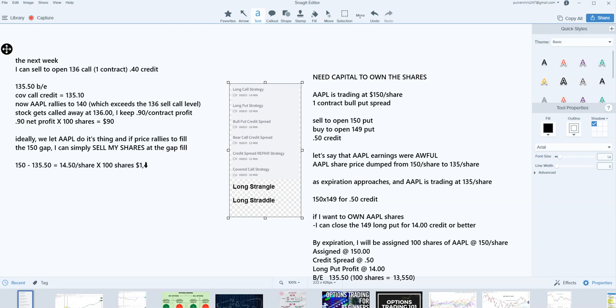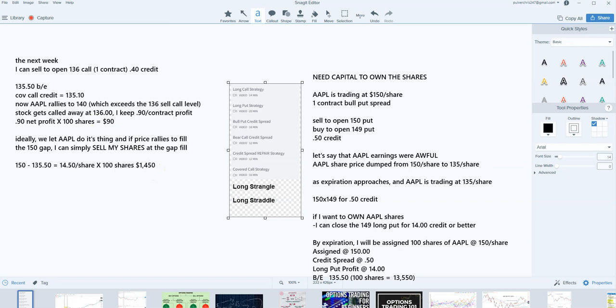Now my profit is a lot bigger, right? For 100 shares at $14.50 a share, I make a good chunk of profit. That's a lot better than making $90. But obviously price has to move. Price has to go from 135 back up to fill the gap at 150. I make a lot of money. But remember, if I'm making $1,450, that's great, and everyone's going to be like, "Oh, that's great. I'd rather make that than $90."